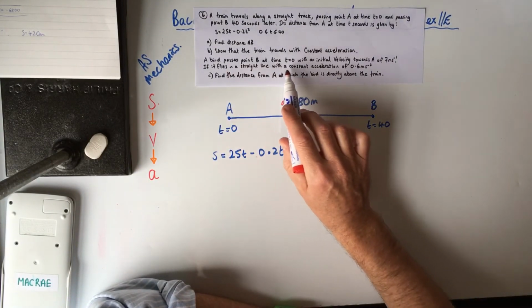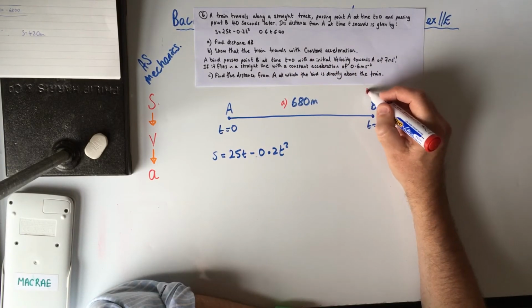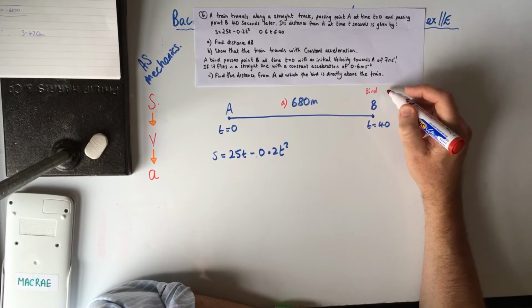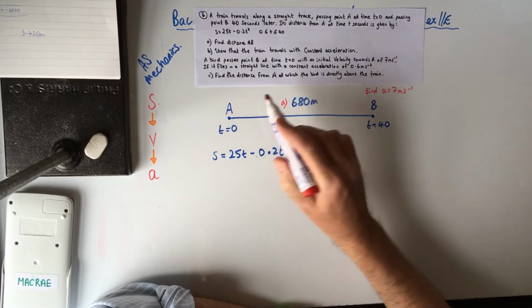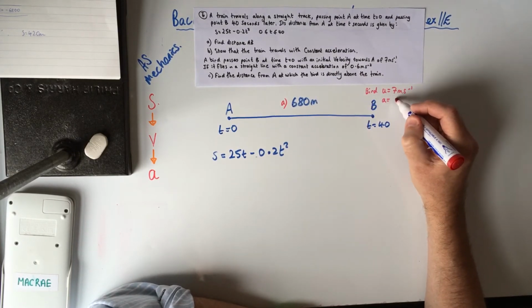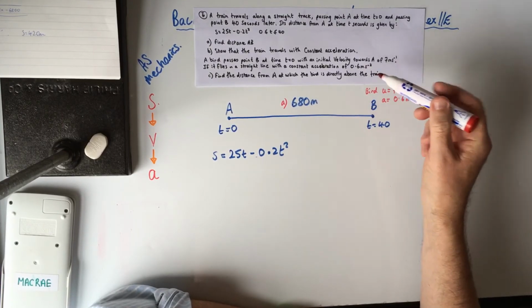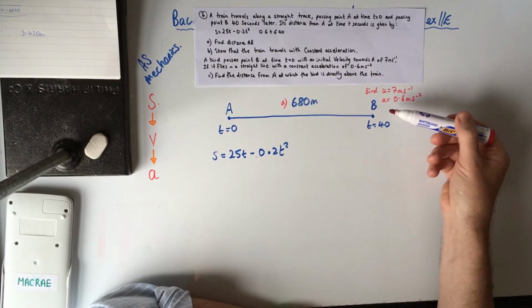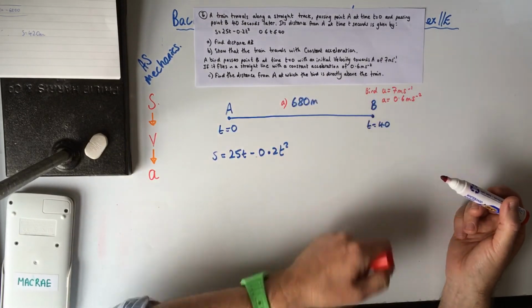The bird passes point B at time t equals 0 with initial velocity, so I'll put my bird here, of 7 meters per second, and it flies in a straight line with constant acceleration. The bird is speeding up. Can you imagine? It's not very realistic, is it? The bird is speeding up in that direction towards the train, and the train is slowing down in that direction.